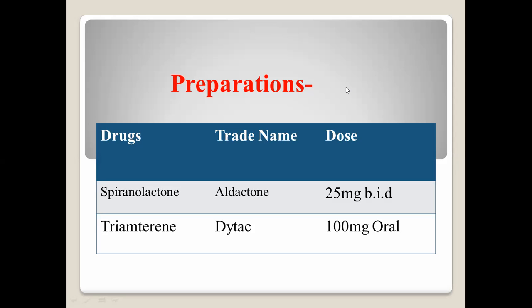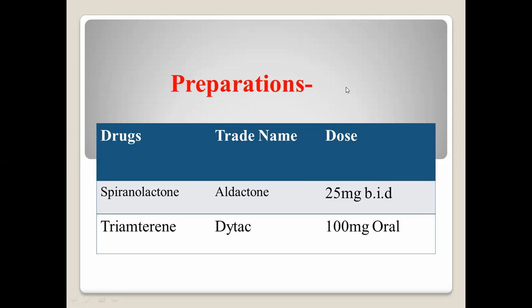Remaining students, do you know what is meant by BID? What is meant by BID? Twice in a day.